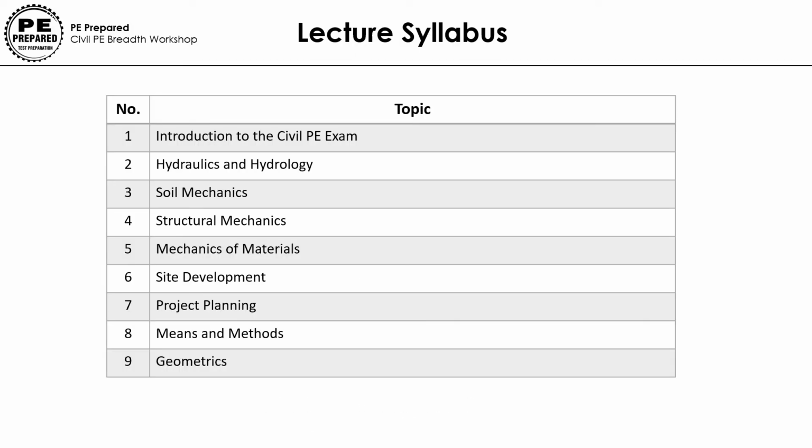I'll start off by going through our syllabus here. There's going to be 9 core subjects, and we're going to divide our time on each subject area proportional to how the PE exam divides the problems into each subject area. So there are a few more problems in hydraulics and soils than some of the geometrics and other stuff like that. So we're going to start here where the bulk of the exam's content is focused, and then work our way all the way down.